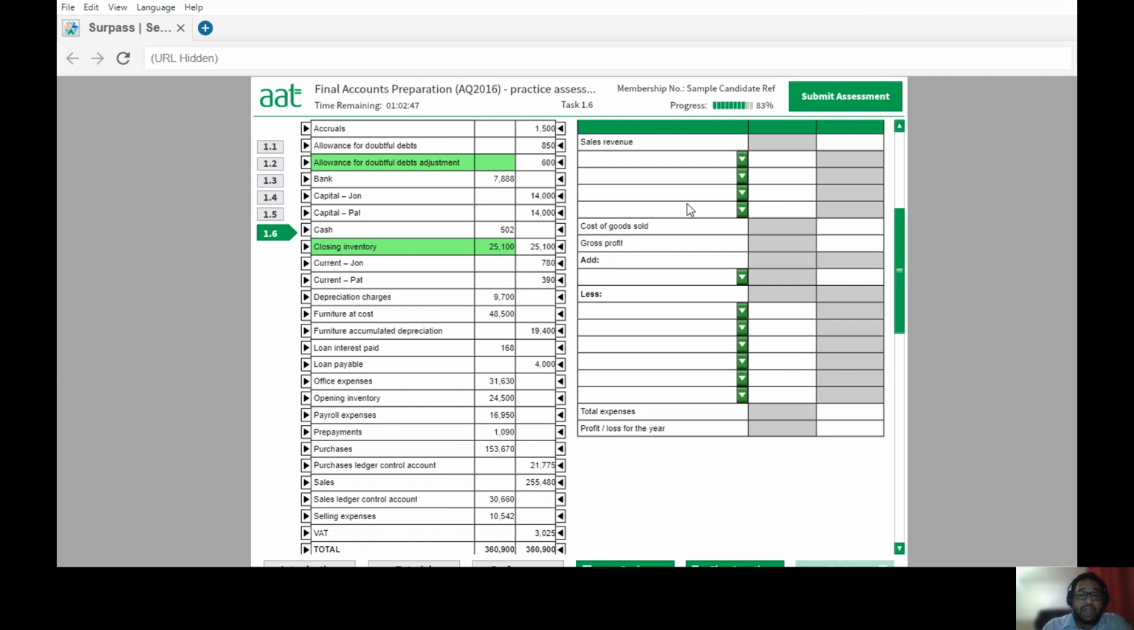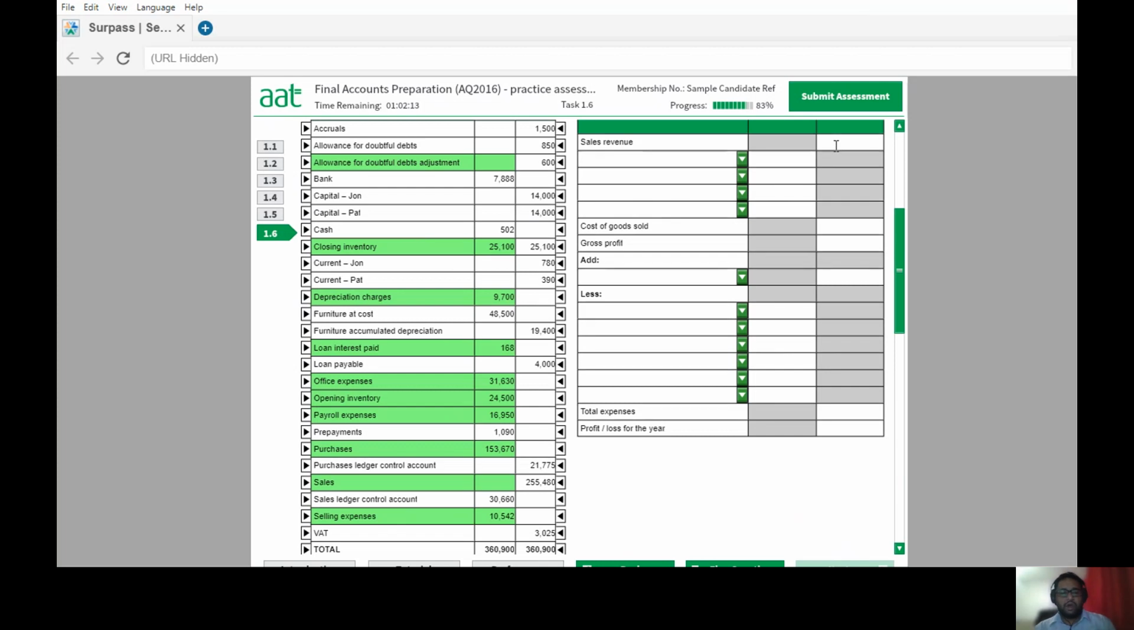Part of it is going to be used to calculate your cost of sales. Depreciation charges? Yes. Loan interest paid? Yes. Office expense. Opening inventory, used to calculate your cost of sales. Payroll expenses, purchases, sales, selling expense, and that's it. There's nothing else that will go into your profit and loss statement. Why? The rest of them are either assets or liabilities, which will be accounted for in your statement of financial position. So for us now, the most important part is only profit and loss.